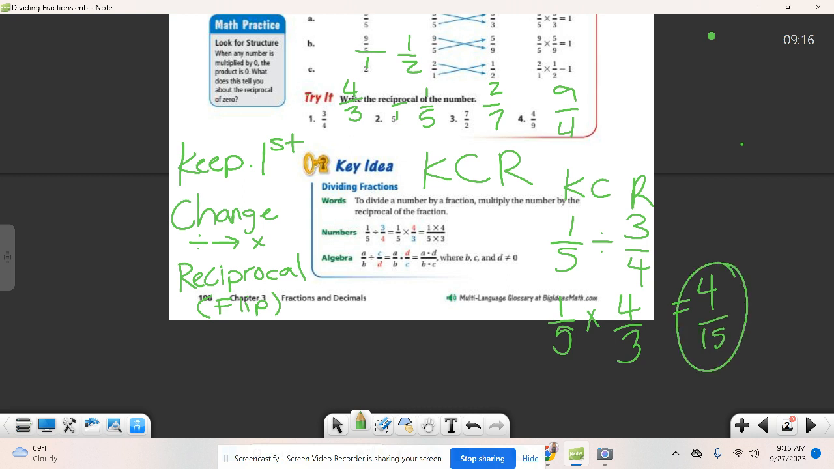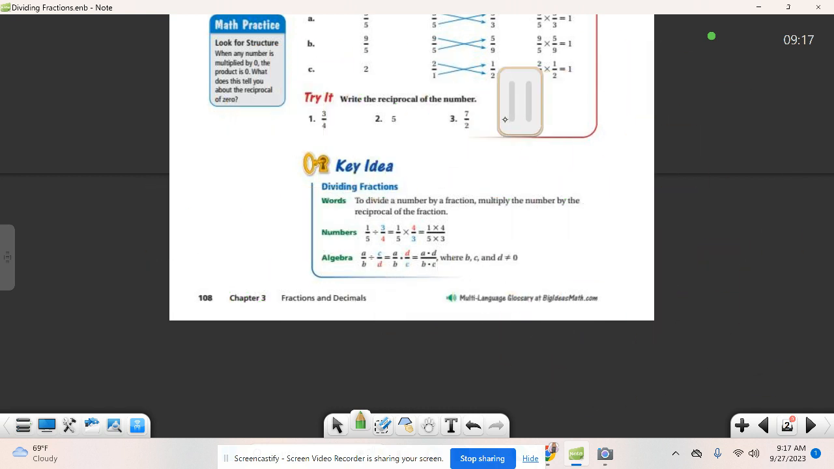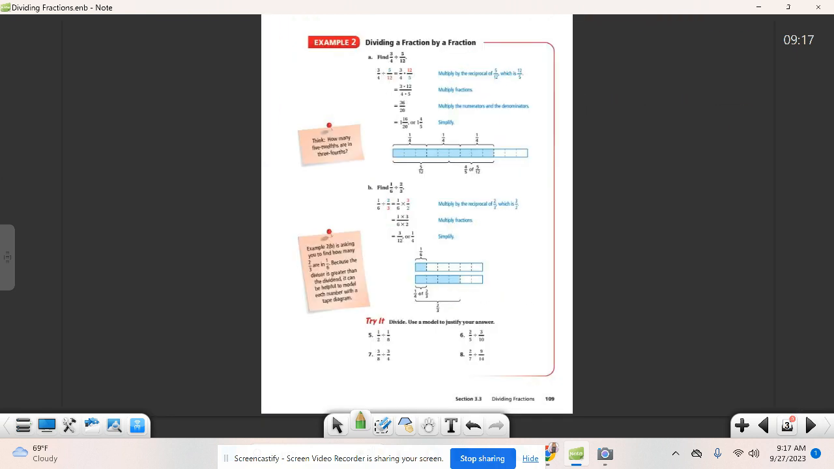Yeah, it's just keep, change, flip, fancier word. Yeah, basically. Yes, ma'am. We did this last year. We just did KCR. Yeah, that's what Augusta was saying. Fancier word is all it is. Okay? We used to say KCF. All right, so if you turn the page to example number 2.